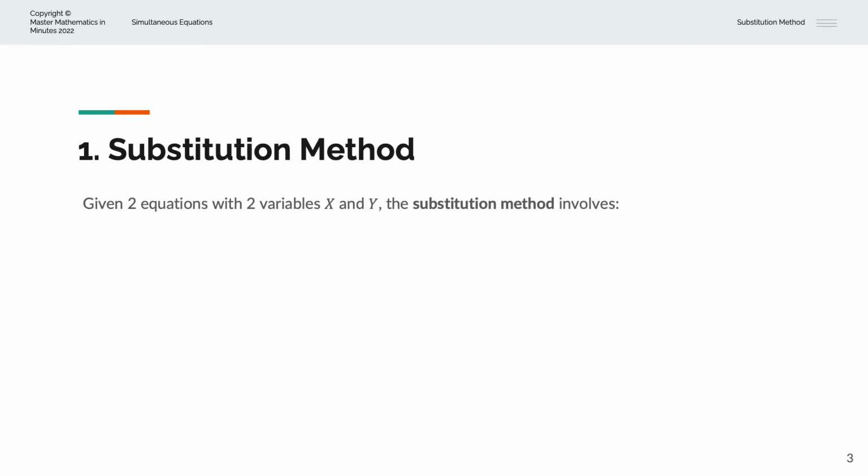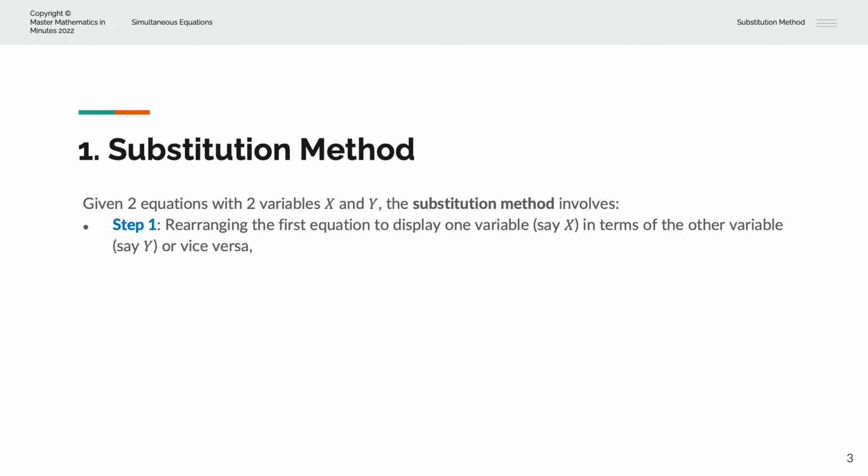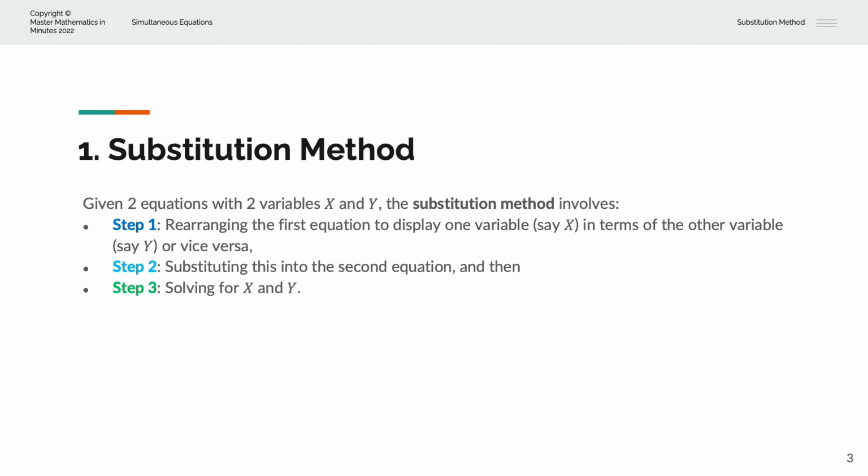So what is the substitution method? Given two equations with two variables, x and y, the substitution method involves Step 1: rearranging the first equation to display one variable, call that x, in terms of the other variable, call that y. Or you could reverse the order as well, or vice versa. Step 2 is where we'll substitute this into the second equation. And then Step 3 is where we'll solve for x and y. I know there's a lot to take in, but it will make a lot of sense by going through a couple of examples, which we'll now do.